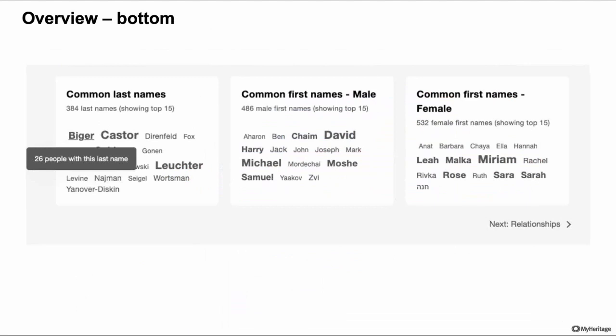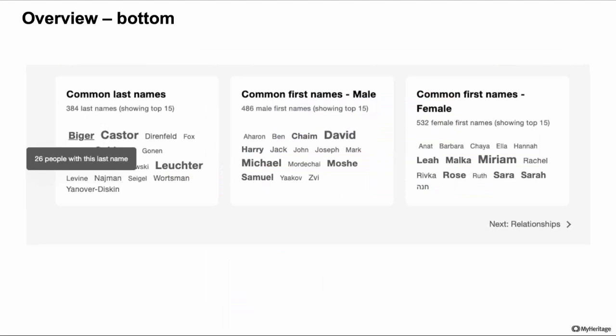Same with the deceased and living, although it's a little bit less interesting. If you scroll down in the overview section, we get to names. And here I have the 15 top last names in my family tree. And the same thing with 15 top male first names and female first names.